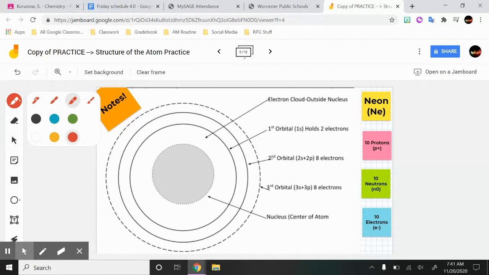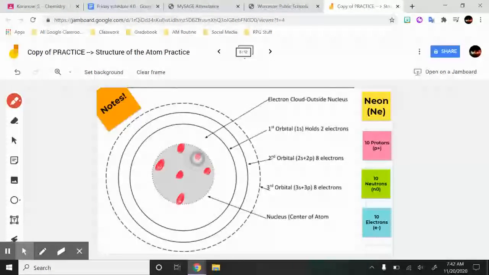So like I said, the protons and the neutrons go in the nucleus. And we are going to put them all in there together. Now, they're going to be all mixed up. So I'm going to draw my 10 protons. 1, 2, 3, 4, 5, 6, 7, 8, 9, 10. So I've done my 10 protons in the nucleus.